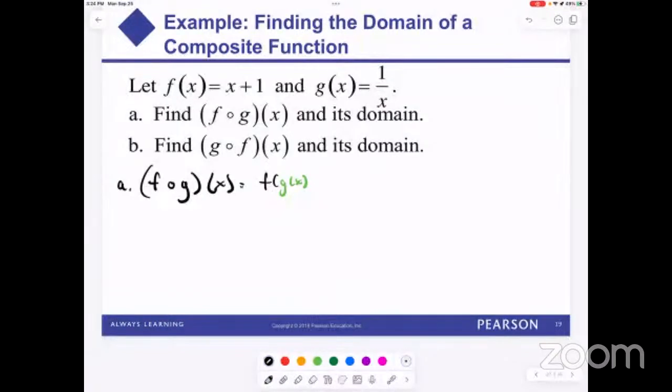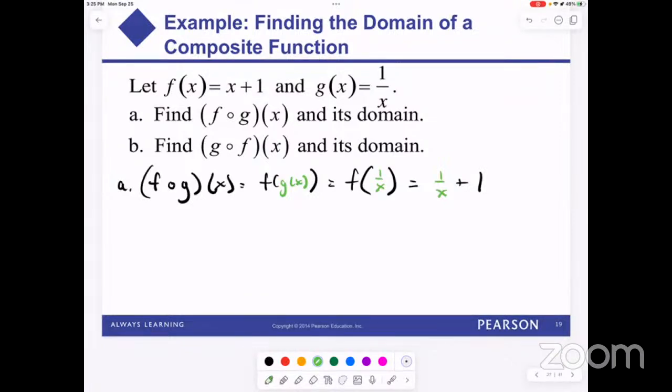So this means f of, now g of x is what, 1 over x? And our f is x plus 1, so this is going to become 1 over x plus 1. Now this is the example where we can showcase the 3-step process to find the domain of a composite.